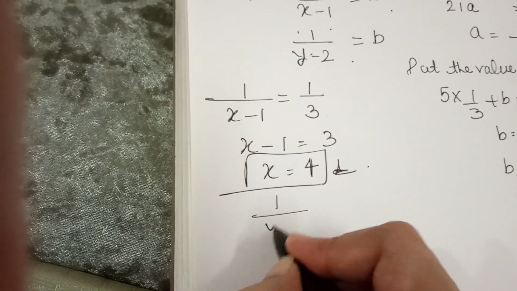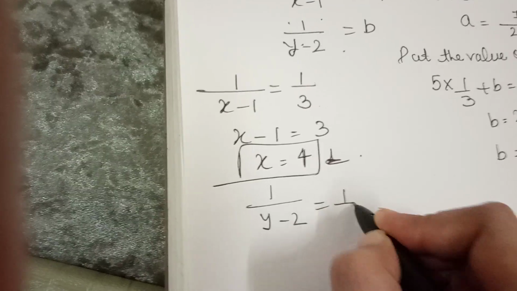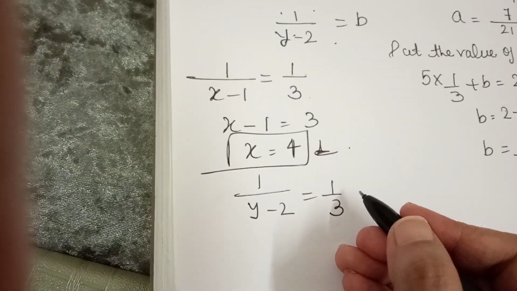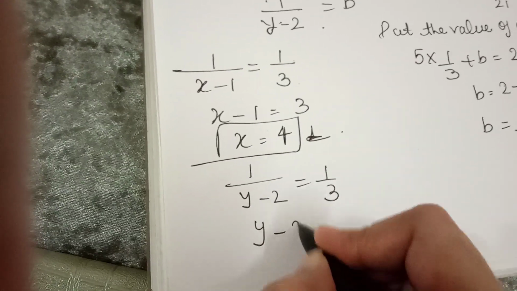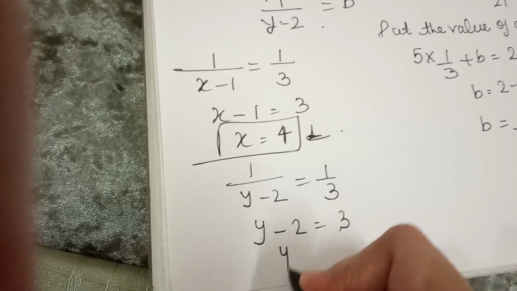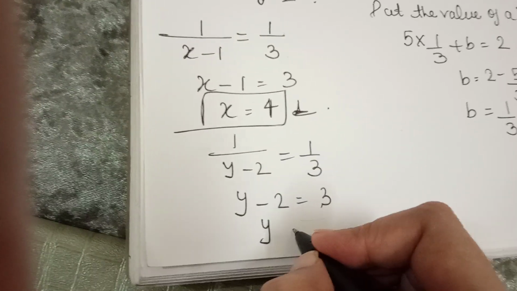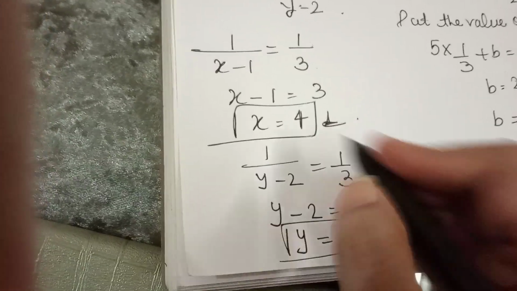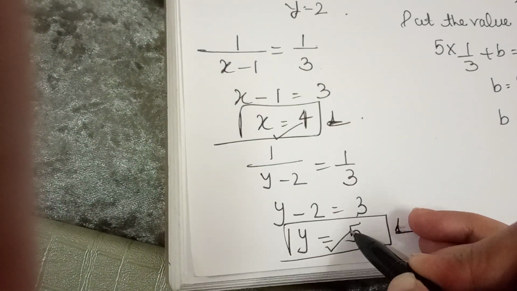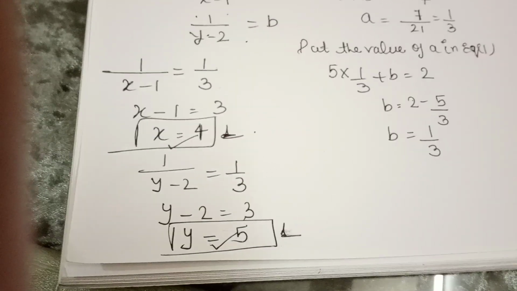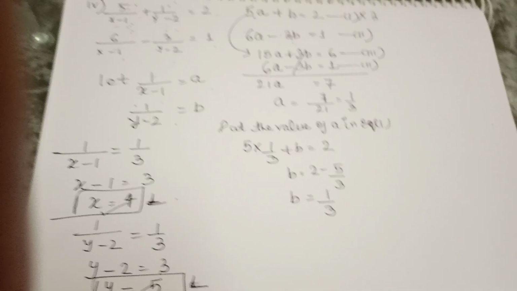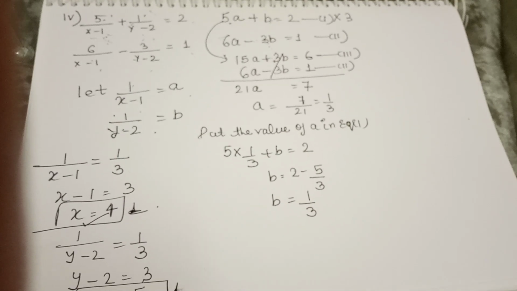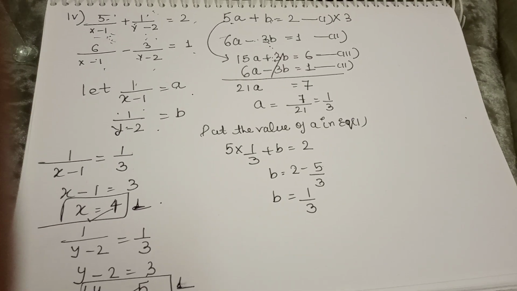एंड 1 अपॉन y माइनस 2 इक्वल टू 1 अपॉन 3. b है ना, b वैल्यू भी 1 अपॉन 3 है. क्रॉस मल्टीप्लाई करेंगे तो y माइनस 2 इज ऑल्सो इक्वल टू 3 एंड 2 विल बी शिफ्टेड इन प्लस. सो y वैल्यू इज 5. So the answer is that x is equal to 4 and y is equal to 5. Clear है? Fine. This is the complete solution.